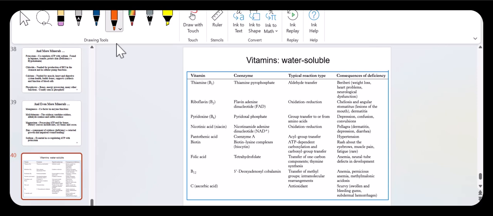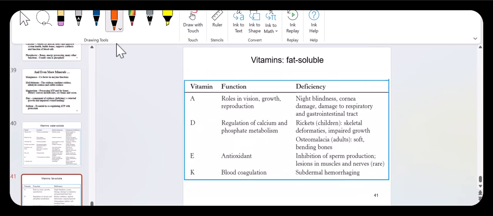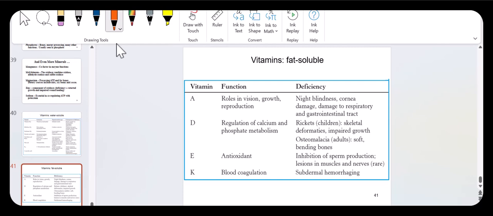Another chart I kind of like for the B vitamins. Again, I just like the reaction type with it. If you want to take anything off of this, by all means. If you don't like it, don't worry about it. Okay, and again, I just like the way the deficiency is shown on this. Again, use it if you want. If you don't like it, don't use it.